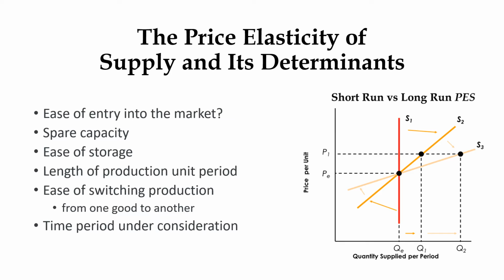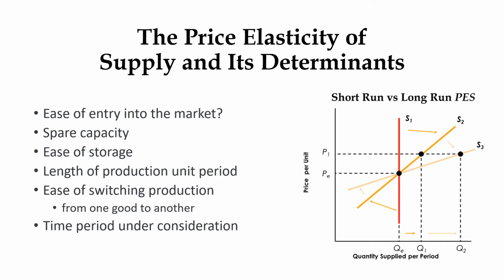The length of the production unit period. So for example, building a house takes 1 month, 2 months, 3 months to build a house. But what about burritos? Let's say the demand for burritos goes way up. Well, it's very easy to respond to this new demand for burritos, because how long does it take to make a burrito? Like 1 minute. And it's easy to start expanding production. Just hire another worker, and things like that. So the length of the production unit period really matters as well. Producing a house takes a lot more time, so you're less likely to respond to price changes, at least in the short run. We'll be talking about the long run in a minute.